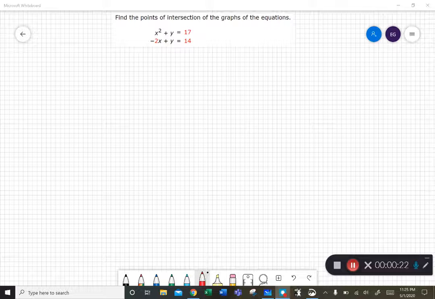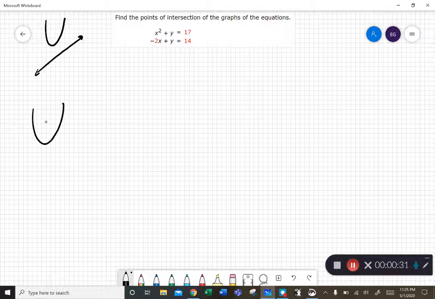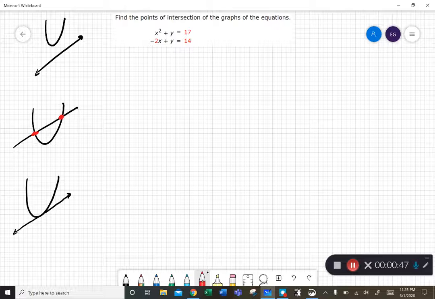but we can narrow it down to three cases. We could have a parabola here and a line here, so there could be no solutions. We could have a parabola here and a line here, so we would have two solutions. Or the third option is we could have a parabola here, and a line that's sort of tangent to that parabola. We'll define the word tangent later on in the semester, but there's one solution. So when we have a parabola and a line, it's possible to have 0, 1, or 2 solutions.